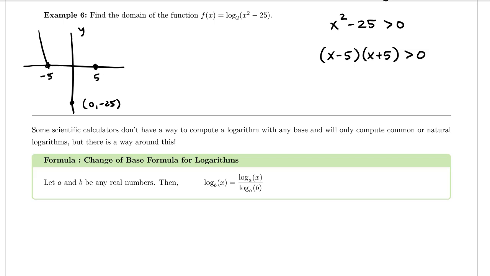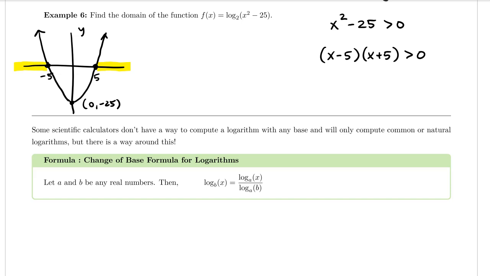So our parabola, when we graph it, is going to look something like this. And I need to figure out when this graph is above the x-axis, and that's happening here. Everywhere before negative 5 and everywhere after positive 5 is where our y values, or our output values, are positive.